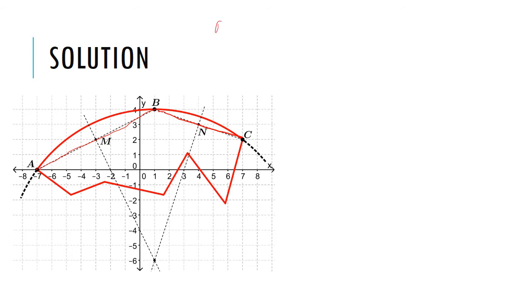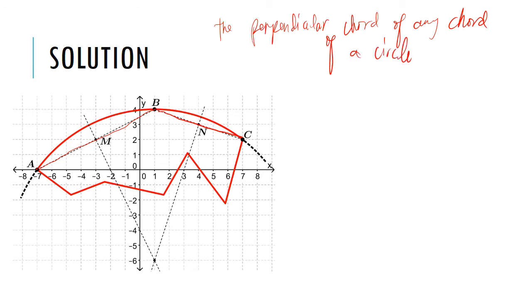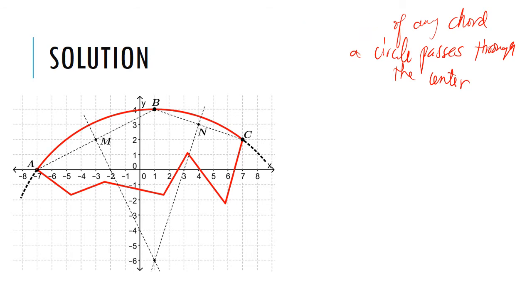Any chord, the perpendicular bisector of any chord of a circle passes through the center. That is a property of a circle. But how do you know the center is 1, -6? I haven't said that it is 1, -6. We are going to solve it. I'm just trying to state the property first that will help us solve the problem.